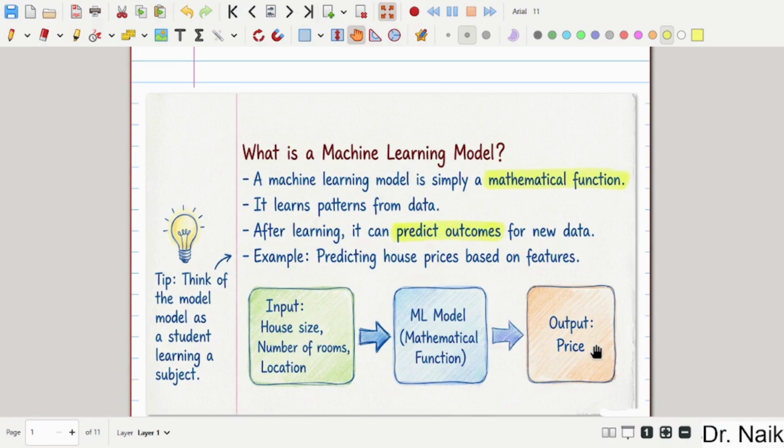Think of it like a student. A student studies many examples, understands the patterns, and then solves new questions. Similarly, a machine learning model learns the pattern from the data and makes the prediction for new data.